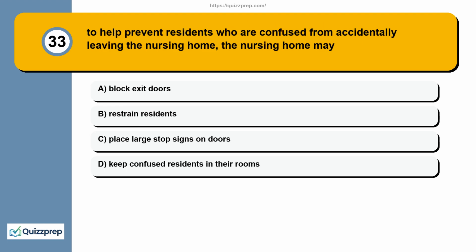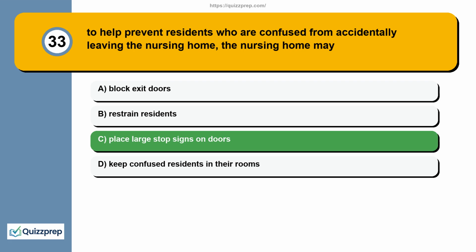Question 33. To help prevent residents who are confused from accidentally leaving the nursing home may: Option A, block exit doors. Option B, restrain residents. Option C, place large stop signs on doors. Option D, keep confused residents in their rooms. The correct answer is option C, place large stop signs on doors.